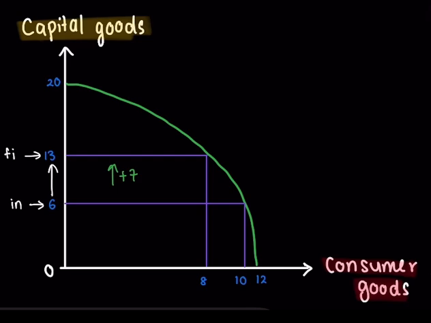However, as you can see, the point is moved from here to here. It moves to the left. When this happens, fewer consumer goods can be produced. So it moves from 10 consumer goods to 8 consumer goods. So there is negative 2 consumer goods. This will be the opportunity cost of producing 13 capital goods instead of 6.